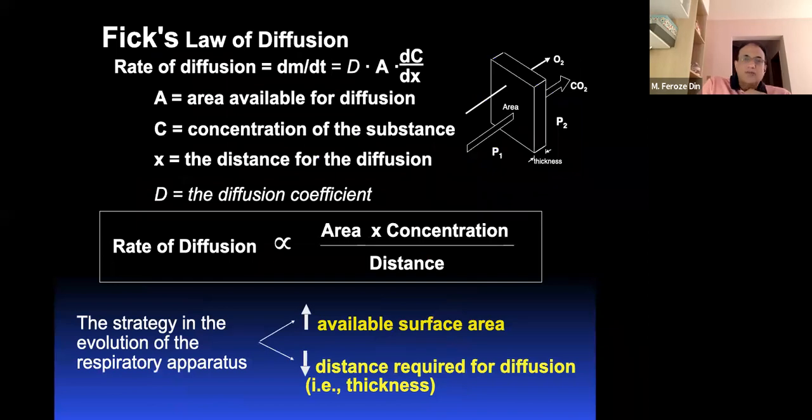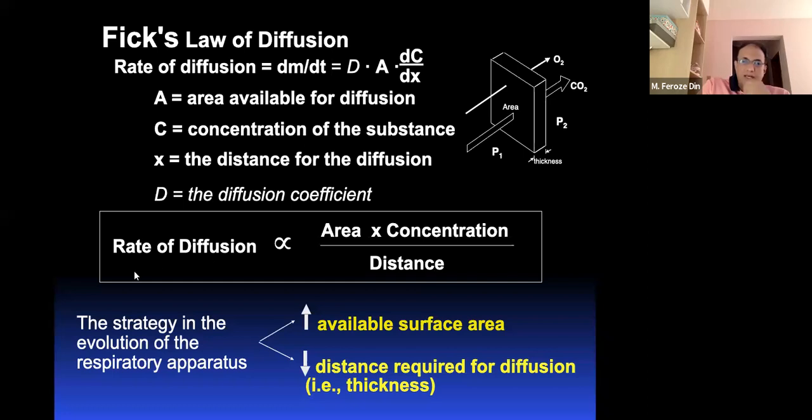Another law, which is Fick's law of diffusion, basically says that the rate of diffusion of a particular gas across a semi-permeable membrane would be proportional to the area across which it is diffusing times the concentration gradient, over the distance. The distance in this case means the thickness of the alveoli. So the larger the area, the more the concentration gradient, the thinner the partition, the more the diffusion.